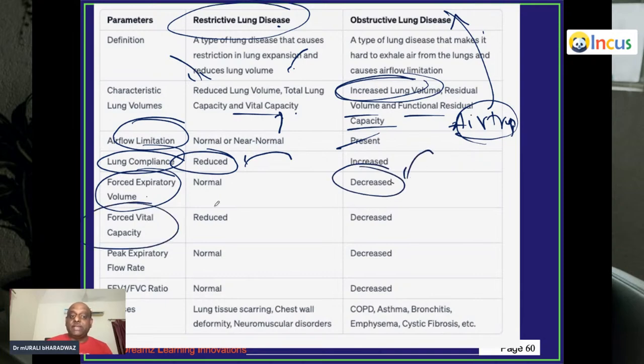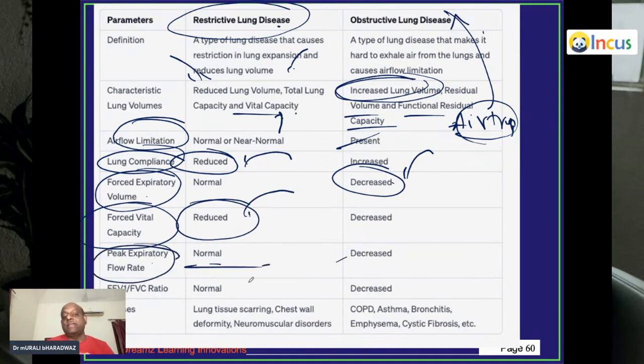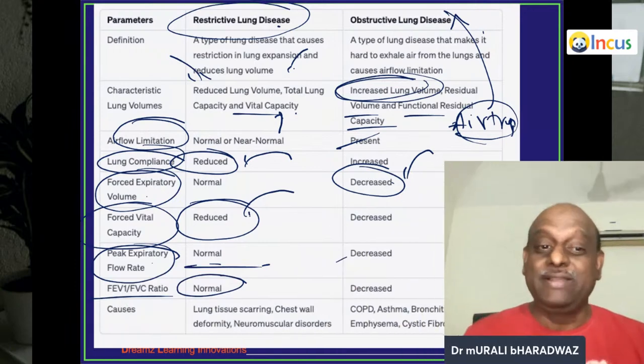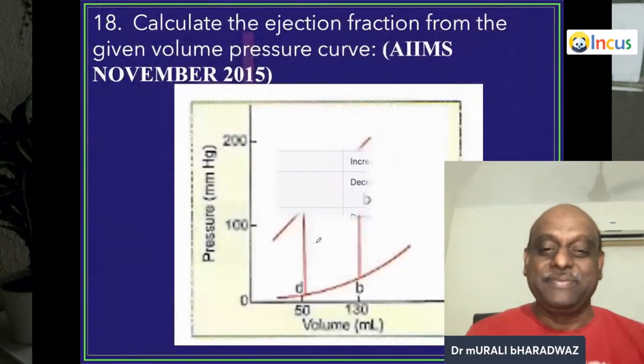Forced vital capacity is significantly reduced in restrictive. And peak expiratory flow rate is normal in restrictive. FEV1 by FVC ratio is normal in restrictive. Like a parrot, you need to remember the spirometric differences between restrictive and obstructive lung disease. Sure shot, one question is going to come tomorrow in the INICET exam. You will remember me in the exam hall, right?